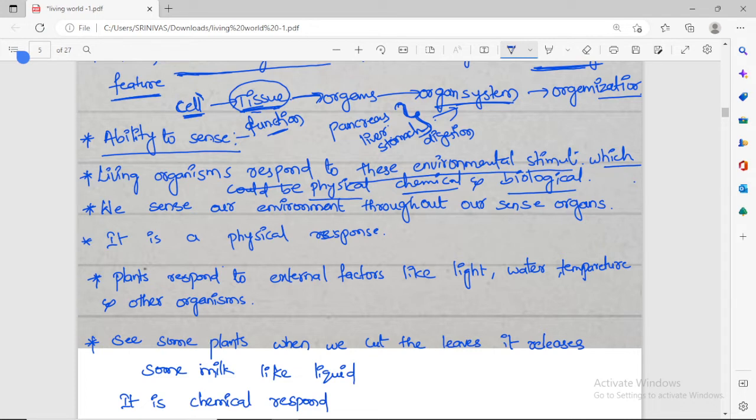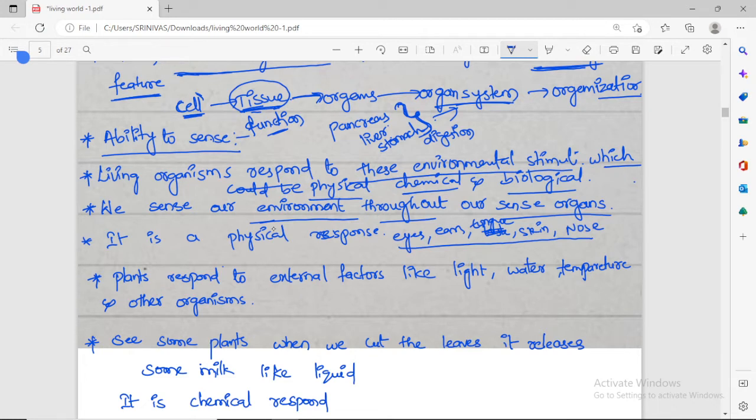Okay, here see, we sense our environment through our sense organs. How many sense organs do we have? Five: eyes, ears, tongue, skin, nose. Eyes function to see, ears to hear, tongue to taste, skin to recognize and respond, nose to smell.